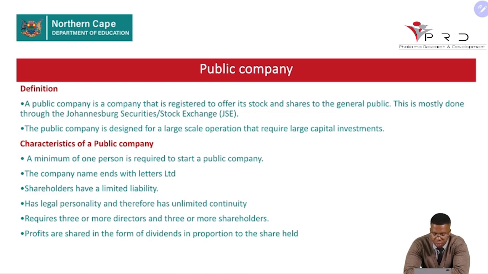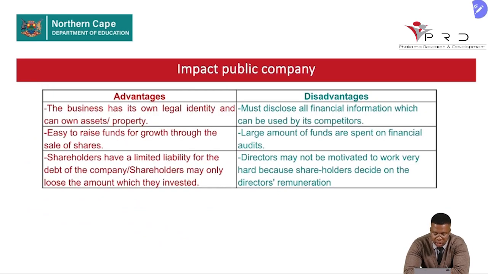Profits are shared in a form of dividends in proportion to the share held, and a prospectus is used to try and attract the public to come and buy shares. What are the positives and negatives there? Advantages are the idea that the business has its own legal identity and can own assets or property in its name, and it is easy now to raise funds for growth through the sale of shares.